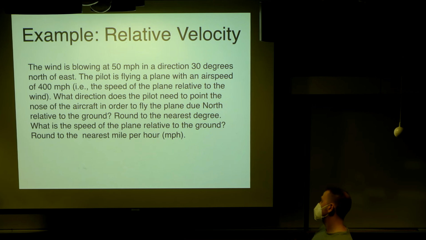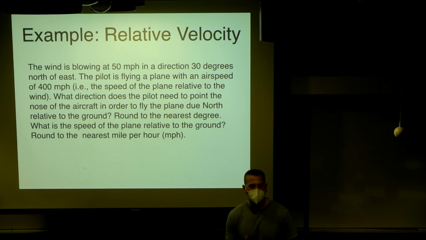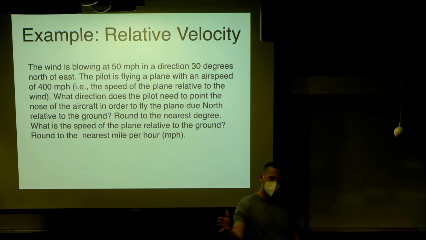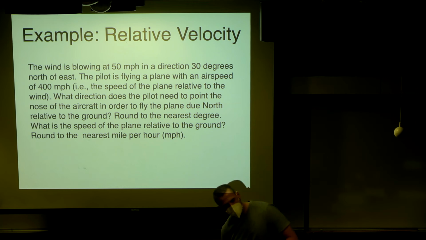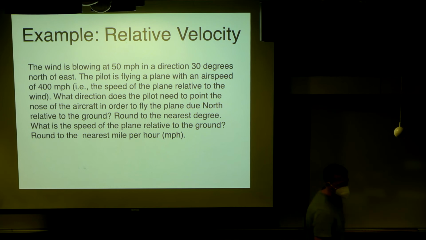So the first question is, what direction does the pilot need to point the aircraft in order just to travel north relative to the ground? So we're kind of flying into the wind a little bit, so the wind doesn't carry us in a direction we don't want to go. It's kind of one of those situations, okay? So we'll get that direction. Then we'll answer the second question, which is, what is the speed of the plane relative to the ground? How fast is it moving? So again, it's moving 400 miles per hour relative to the air. Doesn't mean it's moving that fast relative to the ground. Those are different things.